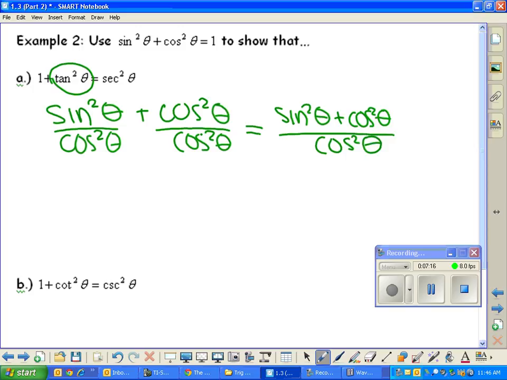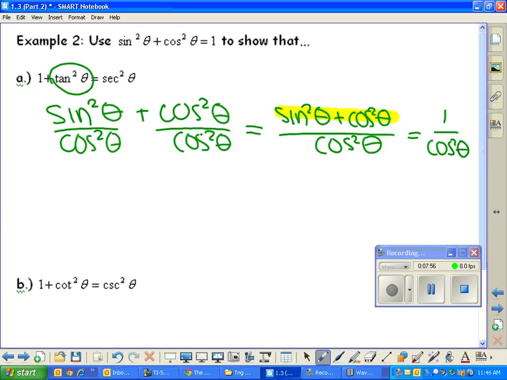All right? That numerator looks like something. What does it look like? I'm asking, so if we're looking at this, what does that look like? Yes. It does equal 1. You're exactly right. Up here it says sine squared theta plus cosine squared theta equals 1. Okay, so we know what that's equal to. 1 over cosine squared theta.